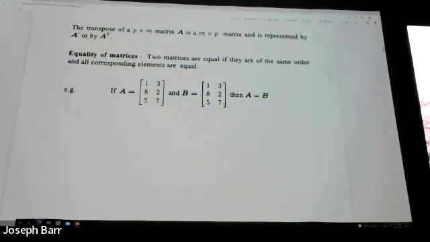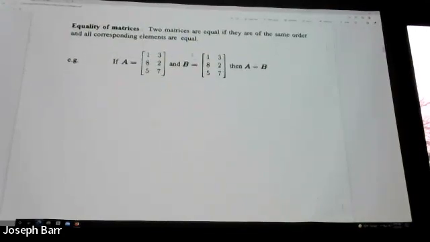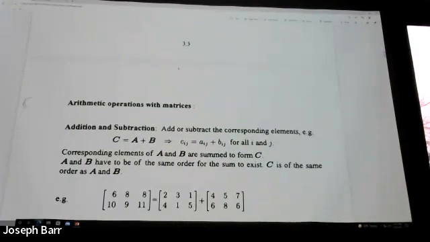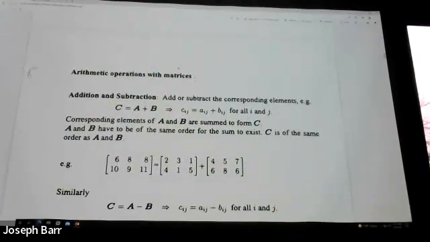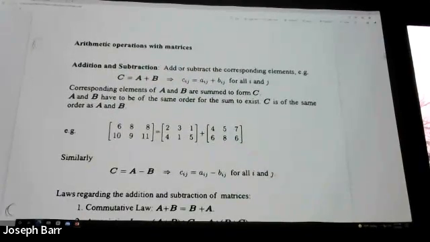Okay? Transpose. And we have equality of matrix. If these two are the same, then each element should be exactly the same. Okay, 1, 1 here, 3, 3 here. So equality. And we have addition, subtraction, multiplication, division.